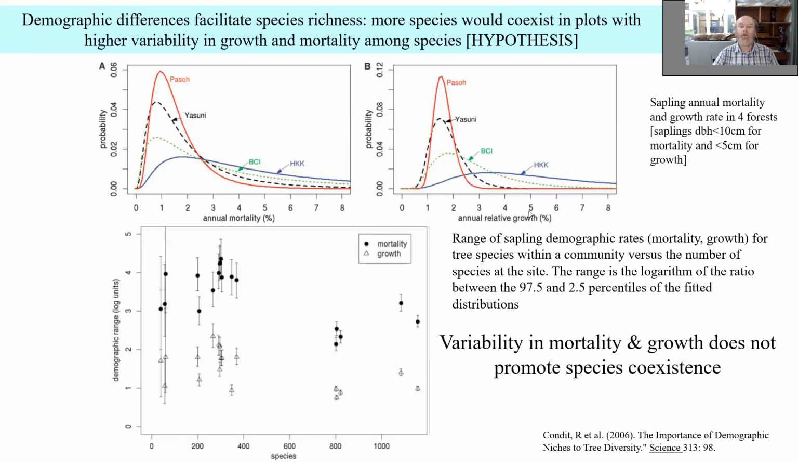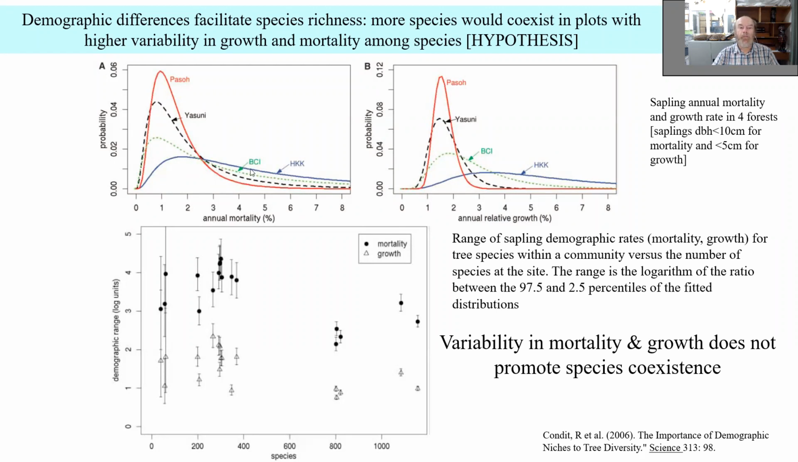And so again, we can look at the annual mortality, and also in this case at relative growth rate, and we can look at different 50-hectare forest plots. BCI is our well-known Barro Colorado Island, and then you already saw some examples from Paso and Yasuni, and then this is Hong Kong, where the plot is smaller, as you can expect.